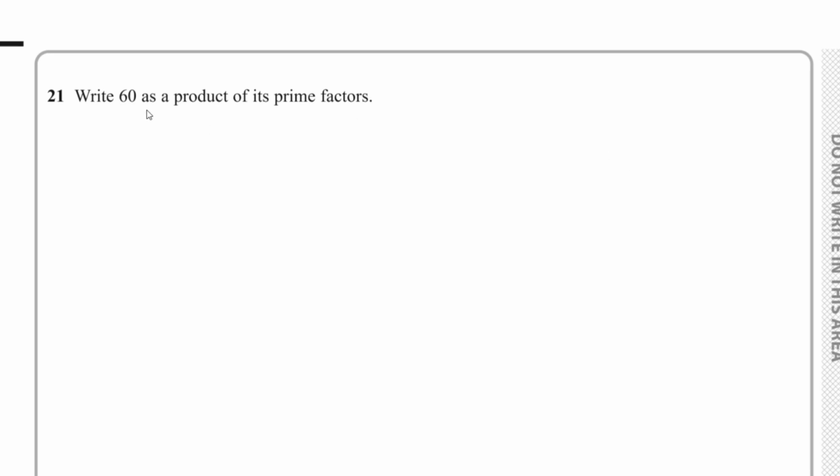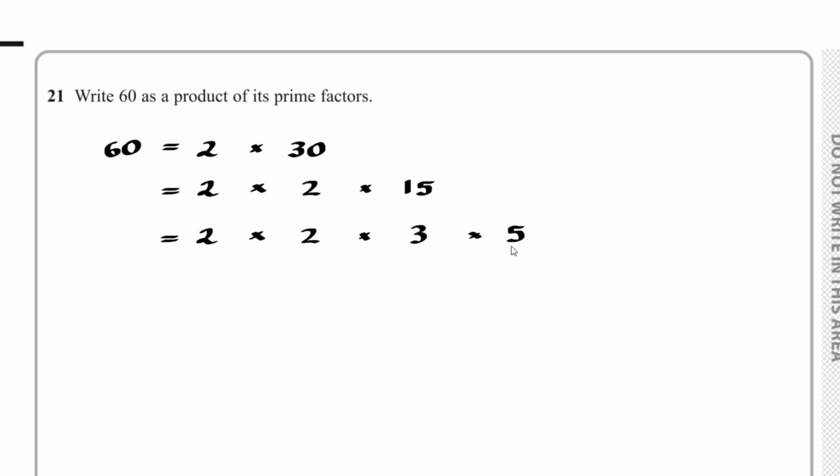Question 21, we have to write 60 as a product of its prime factors. We start off with 60. 60 we can rewrite as 2 multiplied by 30. 2 is a prime number, 30 isn't, so we can further split up this 30 as 2 times 15. The 2 is a prime number, the 15 isn't, so we can further split up this 15 as 3 times 5. So 60 is equal to 2 times 2 times 3 times 5.